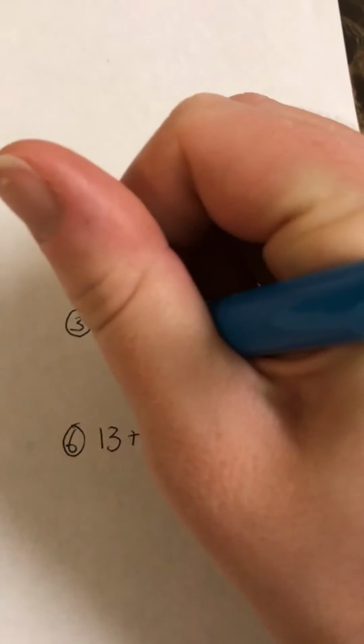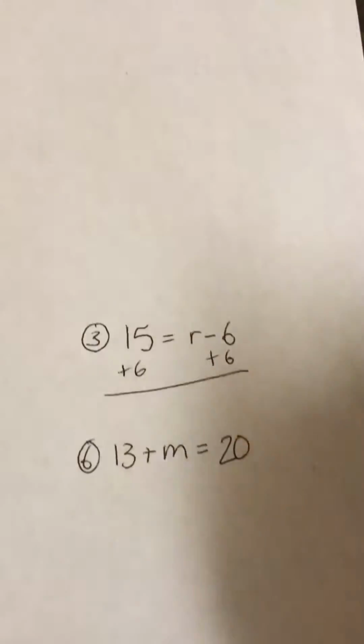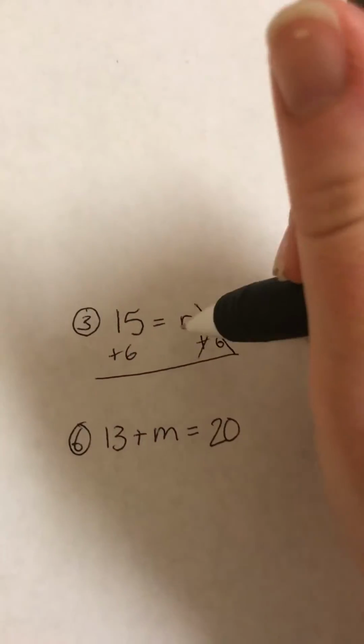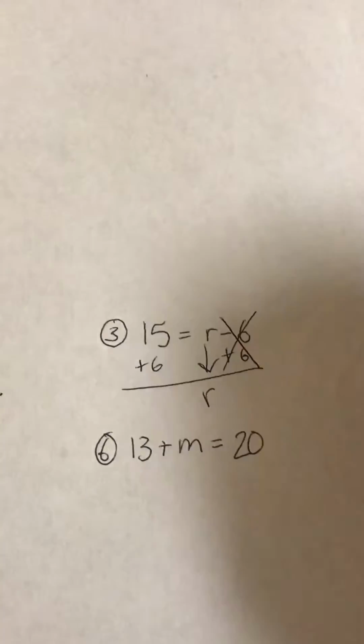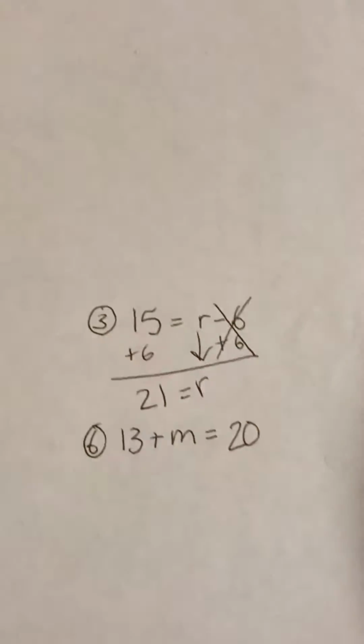We have to plus 6 to both sides, okay? Now, the 6's cancel each other out. Bring the r on down. 15 plus 6, that's going to give you 21 equals r.